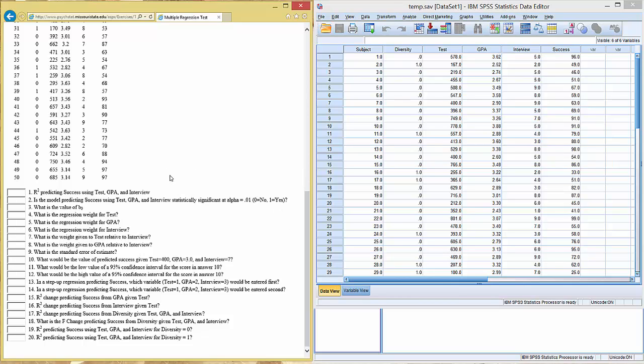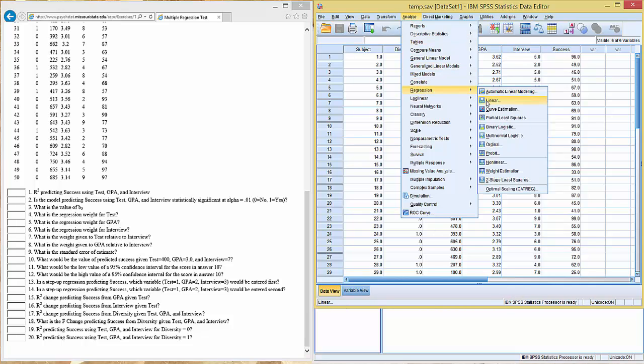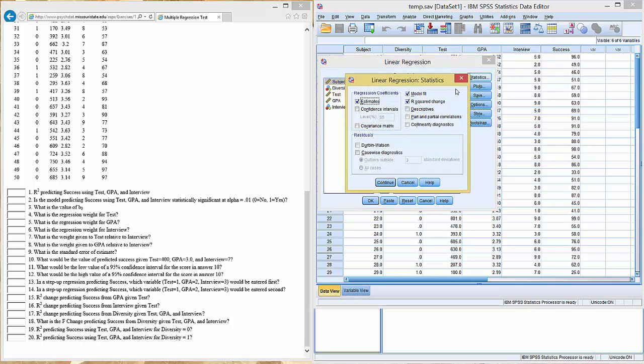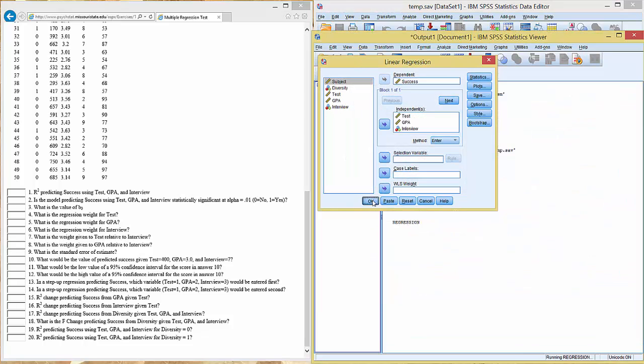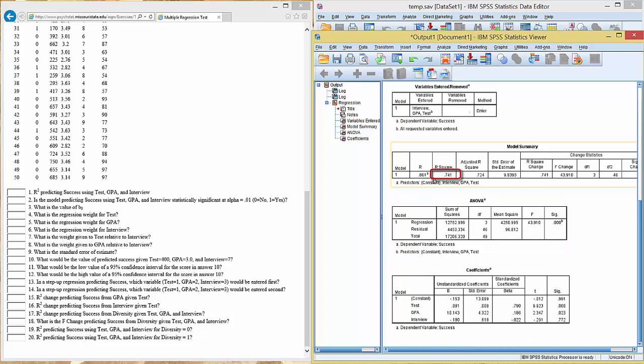The first question asks for R-squared predicting success using GPA, test, and interview. Analyze, regression, linear. The dependent is success. The independent is test, GPA, and interview. For statistics, we'll ask for R-squared change. And here are our results. R-squared, 0.741.